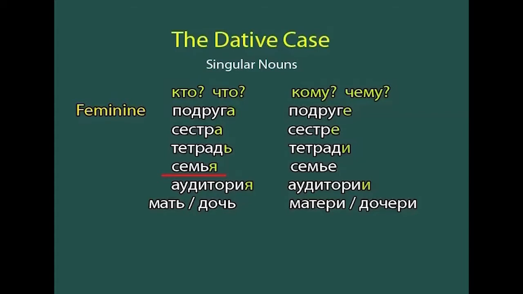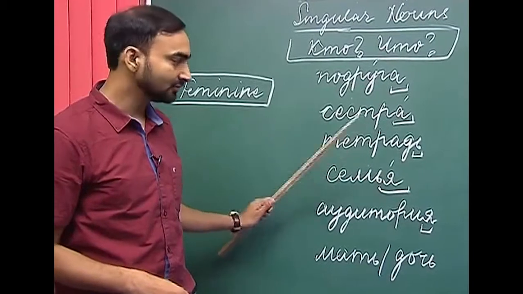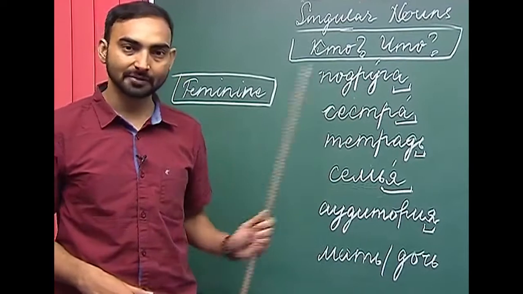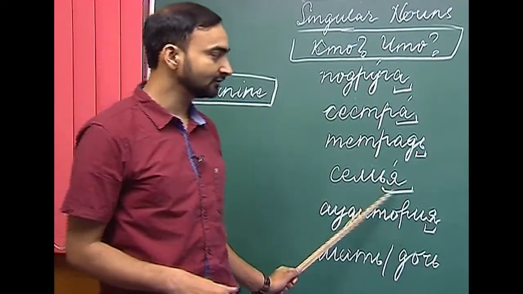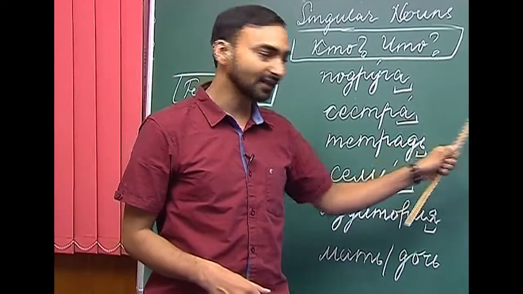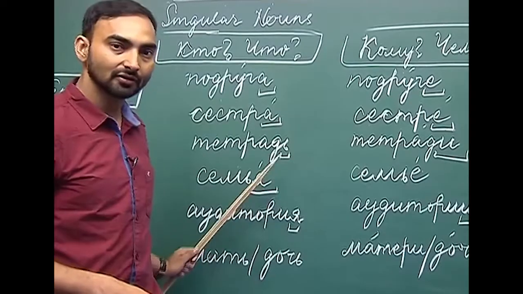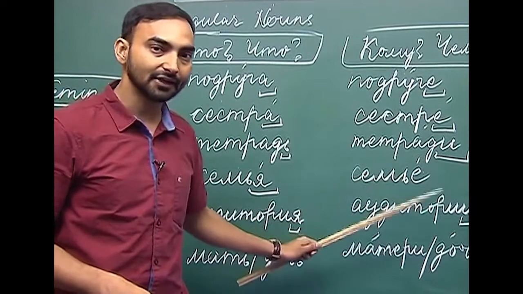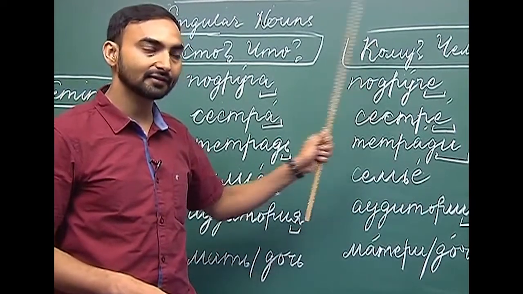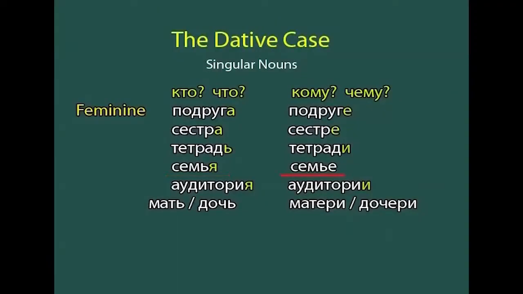Next is simya. Simya ends with ya. What happens when feminine nouns with ya ending are used in the dative case? This ya is replaced with ye. The vowel ya is replaced with ye to get its dative case counterpart. Simya, simye. Simya is family.